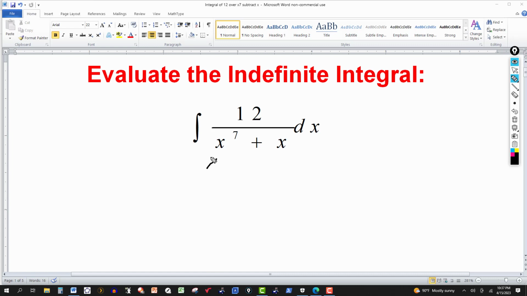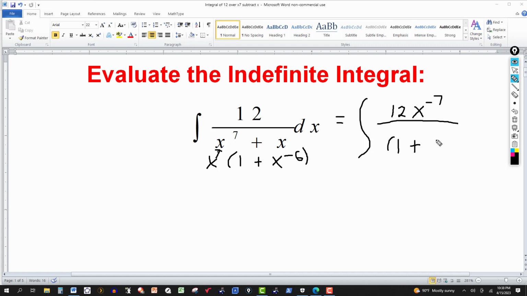Okay, so here's what I'm going to do. I'm going to factor x to the 7th from the denominator. This will give me a 1 here, plus, and then in order to get the same thing back, I'd have to have an x to the negative 6. Then I'm going to rewrite this, taking the x to the 7th to the numerator, which I can do: just multiply the numerator and denominator by x to the negative 7. I get x to the negative 7 here, and in the denominator I'm left with 1 plus x to the negative 6.